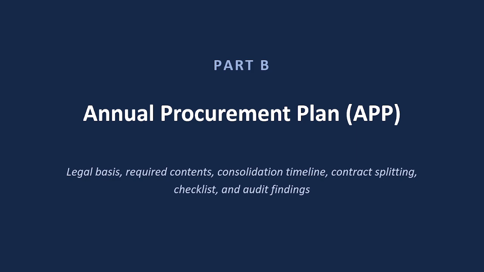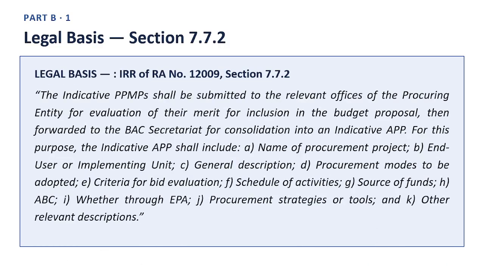Part B: Annual Procurement Plan, APP. Legal basis, required contents, consolidation timeline, contract splitting, checklist, and audit findings. Let's begin. Next slide. Legal basis, Section 7.7.2. Here is the legal basis, quoting directly from the Implementing Rules and Regulations of Republic Act No.